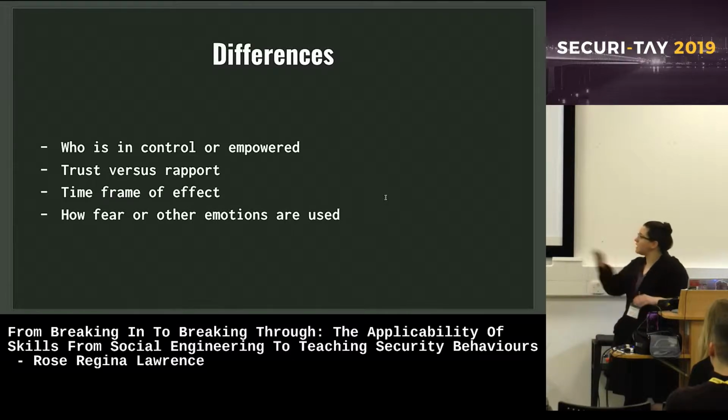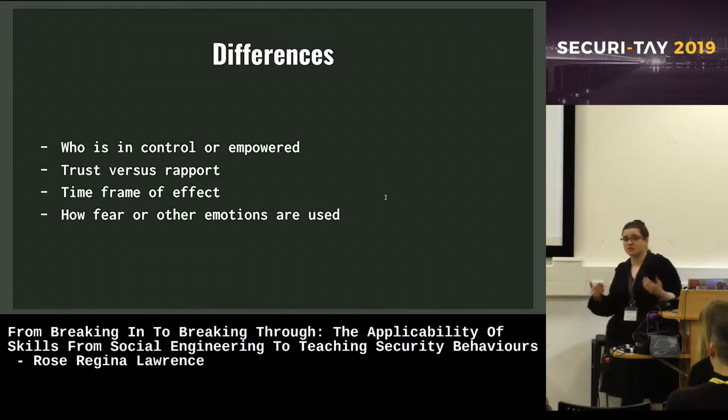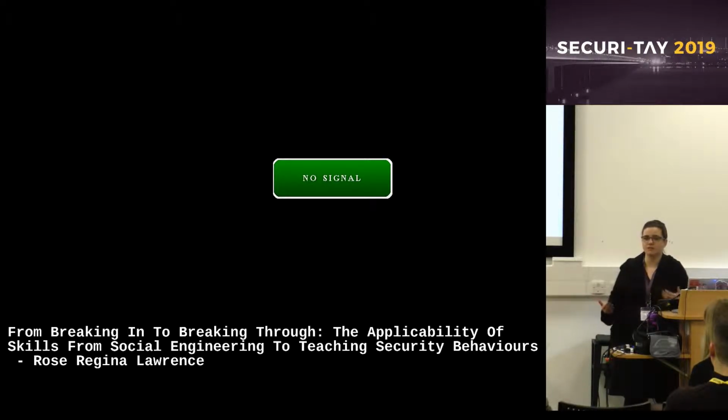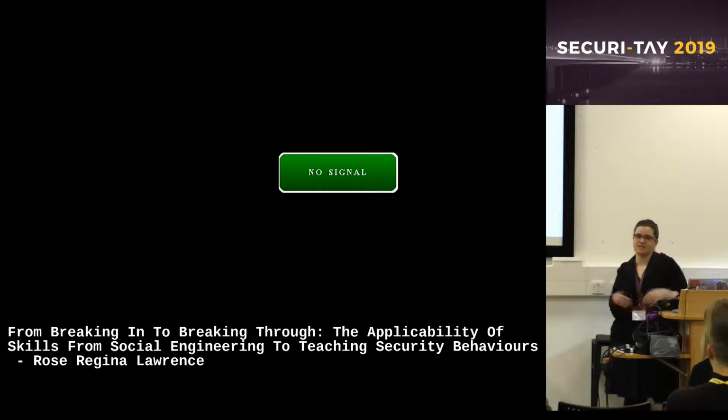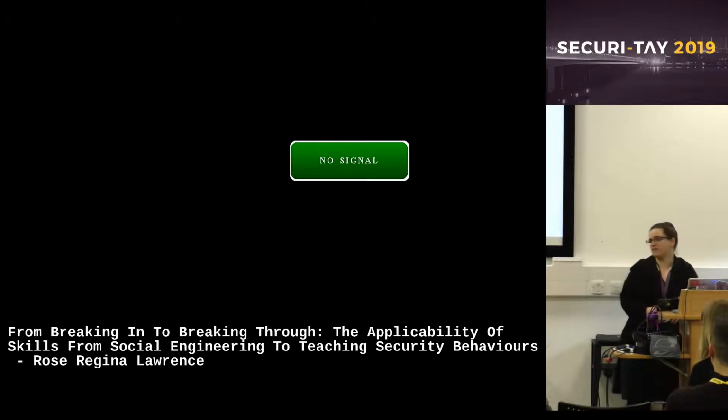So aside from who's in control or who's empowered in the situation, there's also a pretty major difference between whether you're aiming for trust or whether you're just aiming for rapport. The time frame for doing some social engineering is very different than trying to teach your colleagues how to keep themselves safe, how to protect your company, whatever your context is, even if it's your parents or your housemates, or anyone that you are desperately trying to give security advice to.